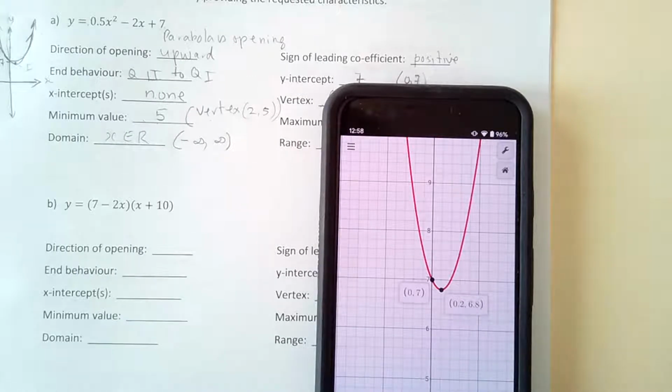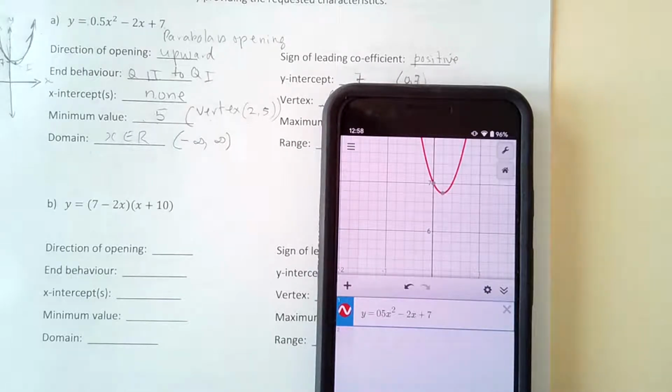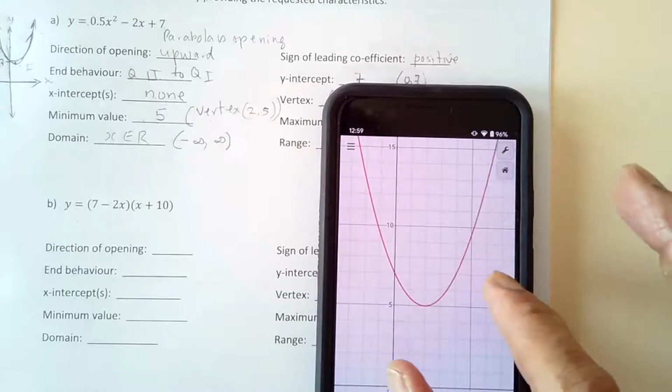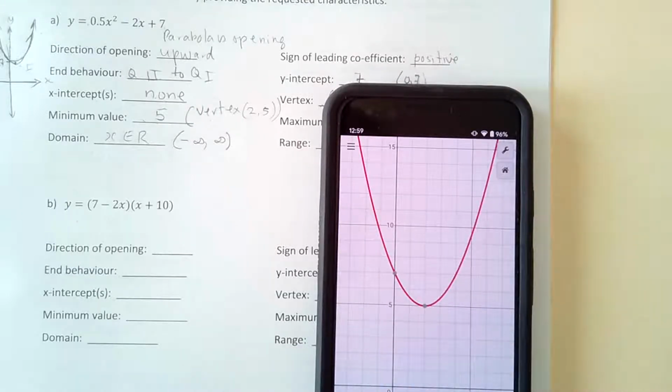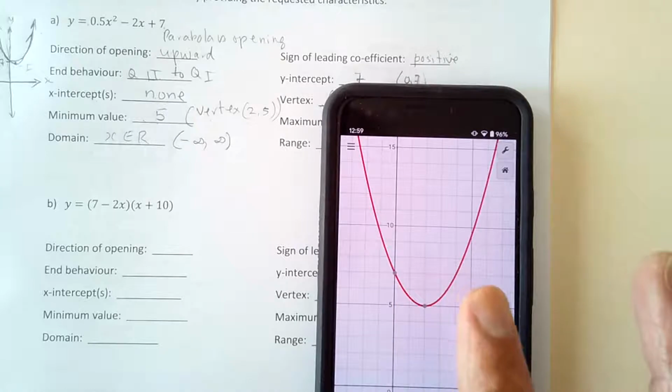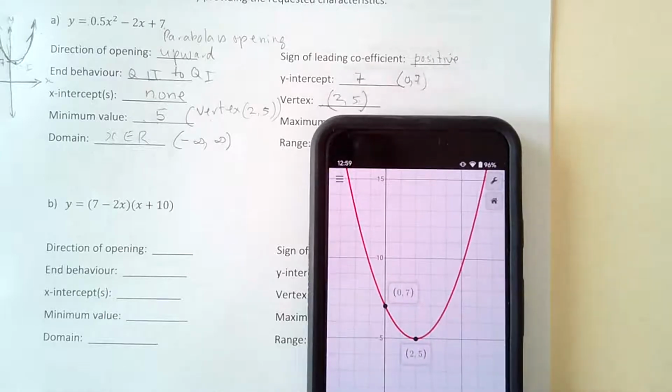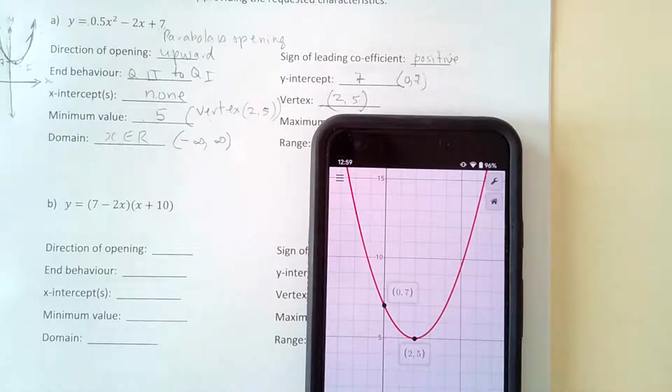Now, did I enter my equation correctly? 0.5. Oh, look at that. I did not enter my equation correctly. So I need to, there you go. Okay, now that looks right. Let's do that again. We'll still have the same y-intercept because my 7 was entered. Now I tap that, 0, 7, and the vertex is 2, 5. Exactly as what we have in the graphing calculator. So with Desmos, it's much simpler than the graphing calculator.